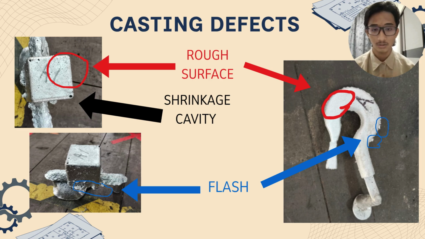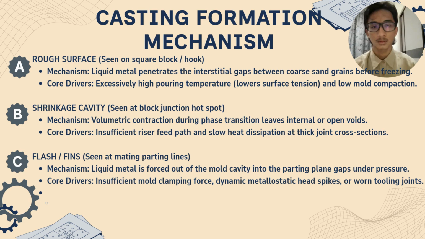The second one is a shrinkage cavity, which only happened in green sand casting. As you can see at the black arrow, there's a bit of a hollow in it, a shrinkage cavity, or we can call it a hot spot. And lastly, it's a flash, some extra metal coming out of the original shape. As you can see in the blue circle, both of them have the same defect.